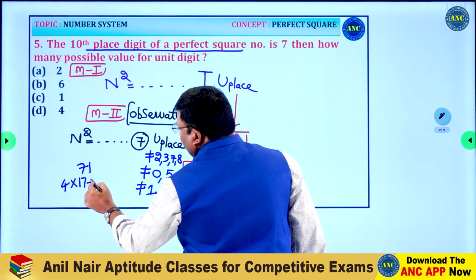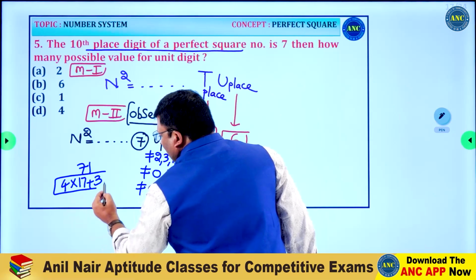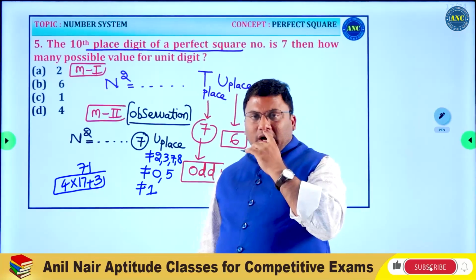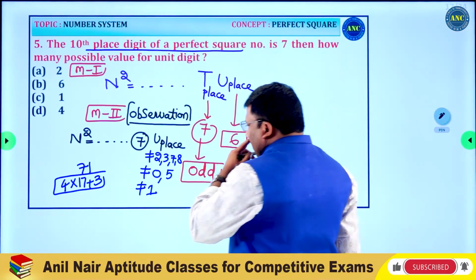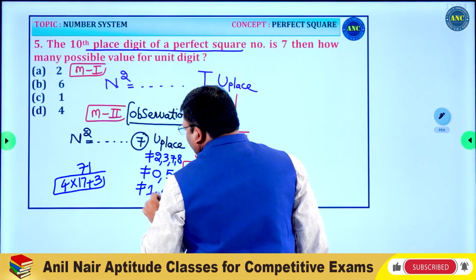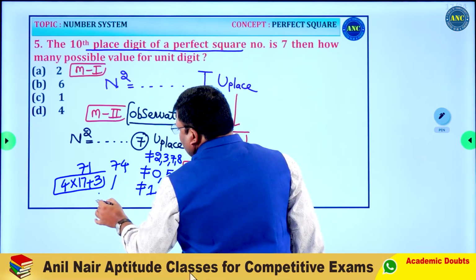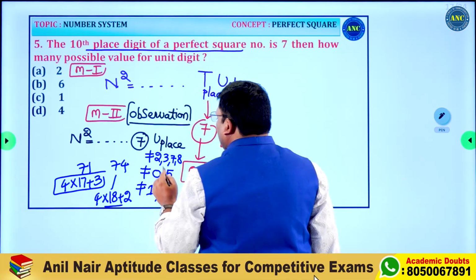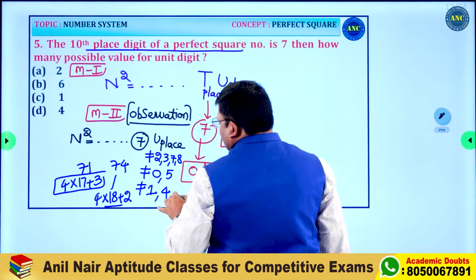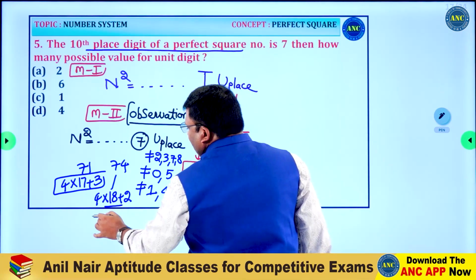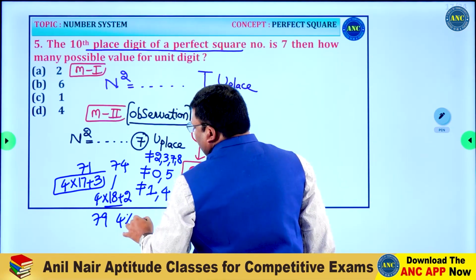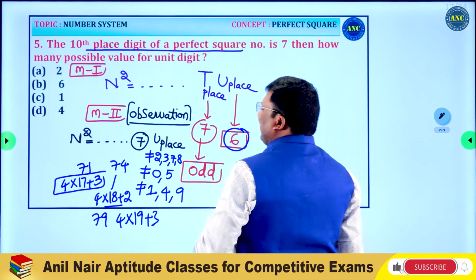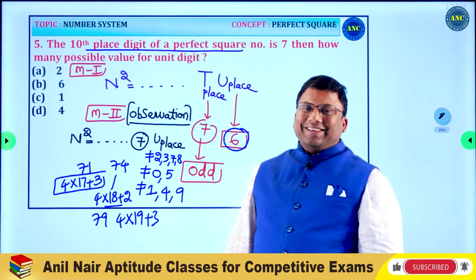71 is 4 into 17 plus 3. Any perfect square when divided by 4, the remainder should be 0 or 1. So it is not possible. Next one, 4. Can it be 4? 74, 4 18s are 72 plus 2. It is not possible. 0, 1, 2, 3, 4, 5. Next it is 6 and 9. Can it be 9? 79, 4 into 19 plus 3. It is also not possible. So the only possibility is 6.